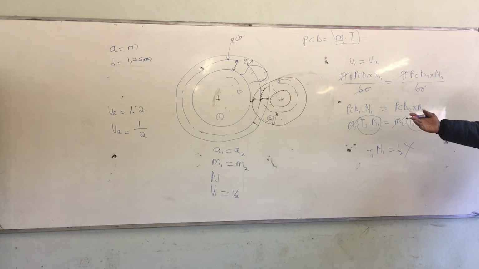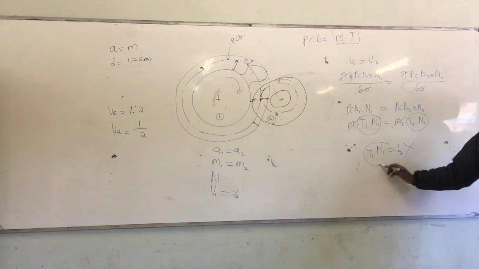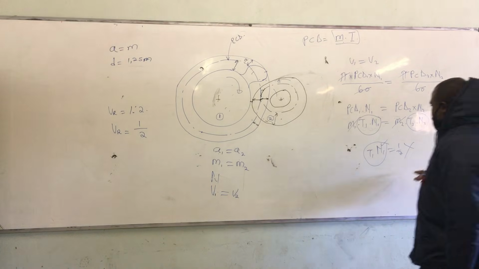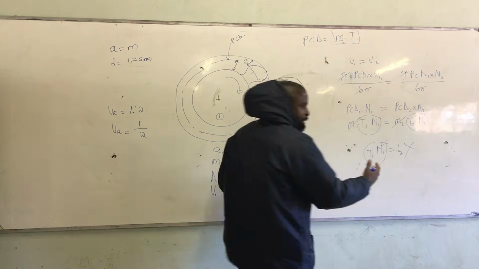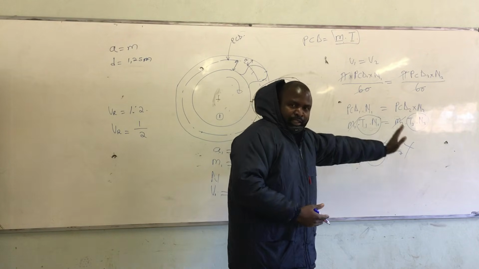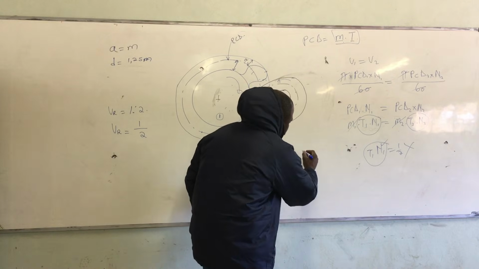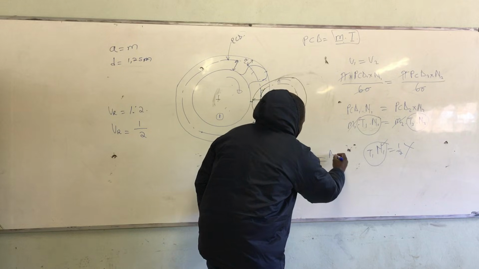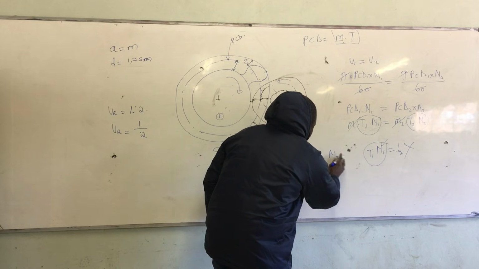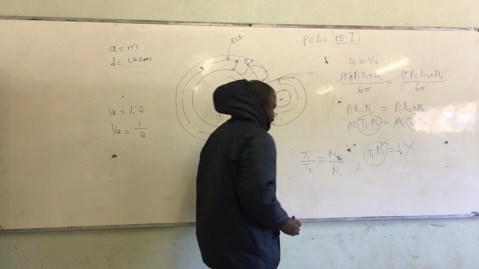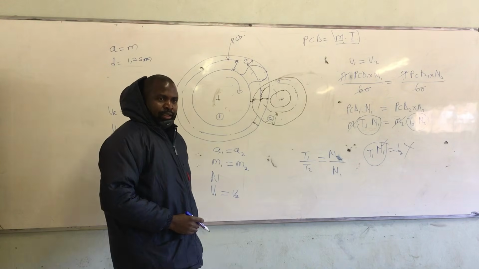That's a ratio. It does not have an SI unit. So this one, we already have an SI unit for that one. So okay, what do you do? You cross multiply and group them together: the number of teeth, the speed. Meaning you'll be having T1 over T2 is equal to N2 over N1. You understand that one?